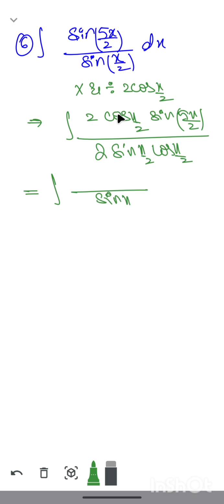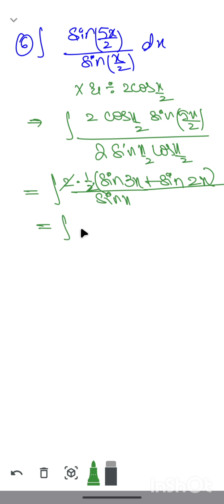The numerator is in the form of sin a cos b, so here 2 is as it is. What is the formula for sin a cos b? Sin a cos b is nothing but half into sin of a plus b, 5x plus x is 6x divided by 2 is 3x, plus sin of a minus b, 5x minus x is 4x, 4x divided by 2 is 2x. Numerator 2, denominator 2 cancelled. We are getting integration of sin 3x plus sin 2x whole divided by sin x.